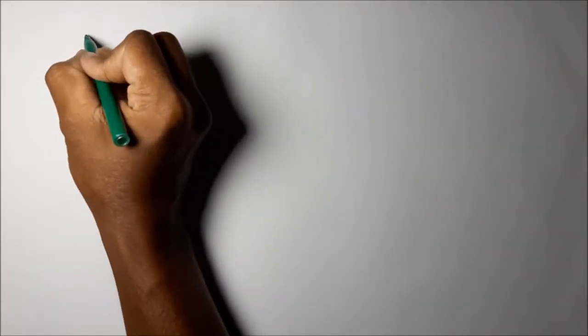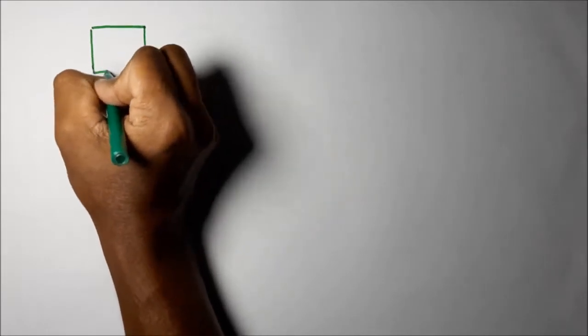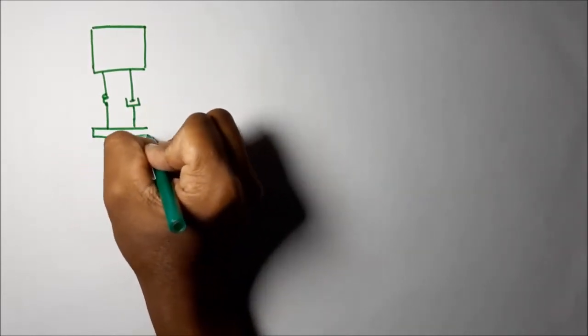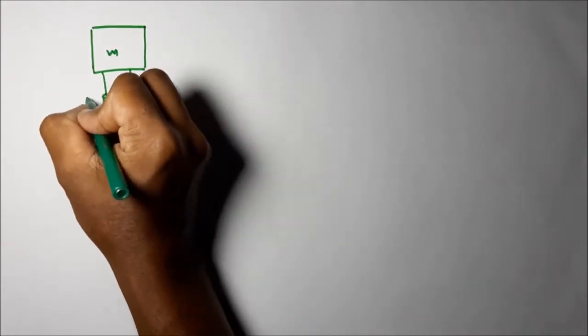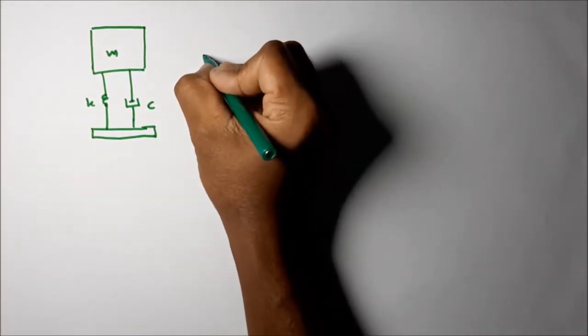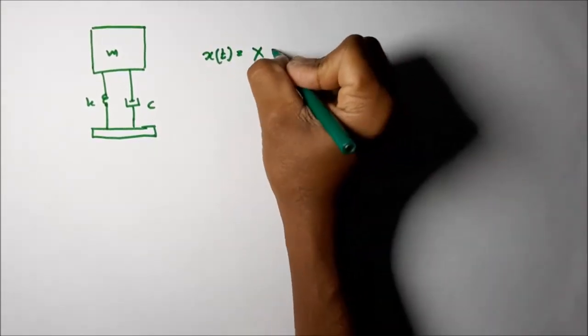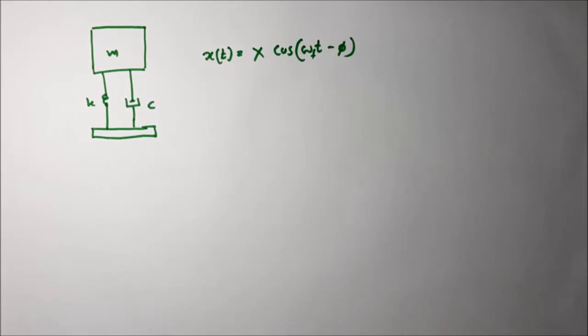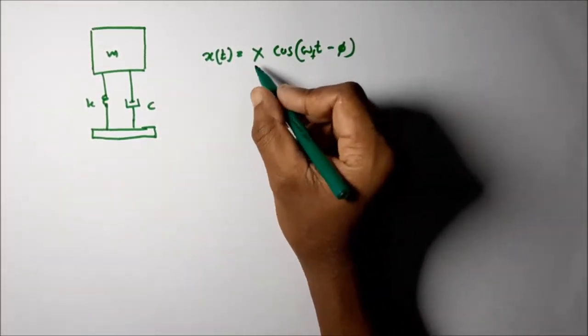When solving this kind of problem, as I explained in the theory classes, for the base excitation system with M, K and C, the steady state vibration is given by x(t) equals X cos(omega f t minus phi). Here this is the steady state vibration, given by this equation.